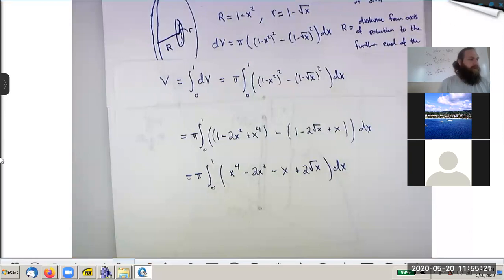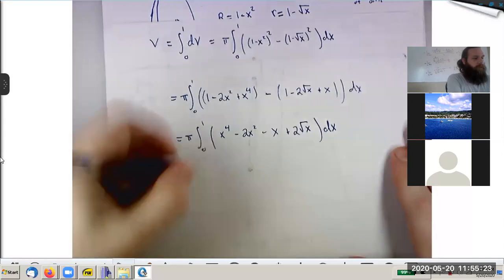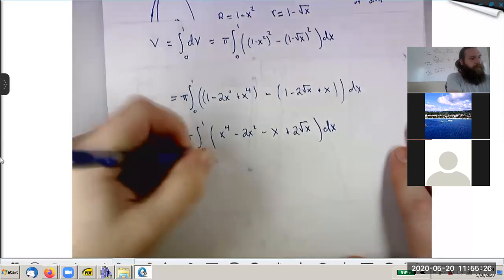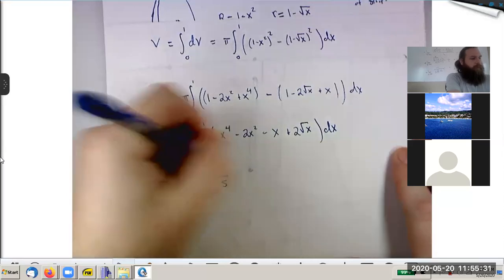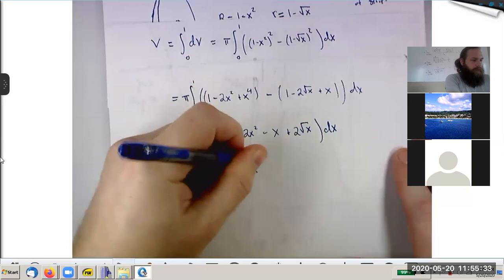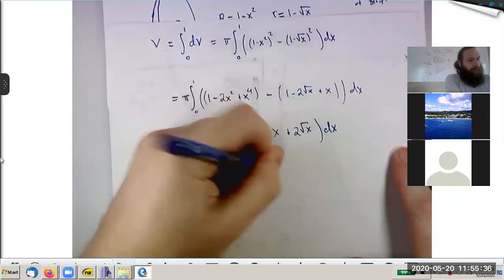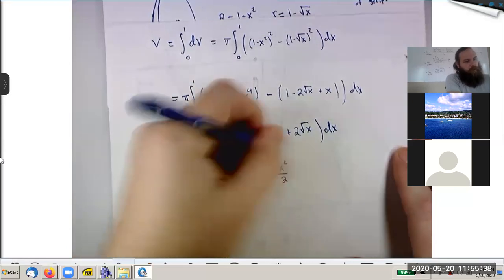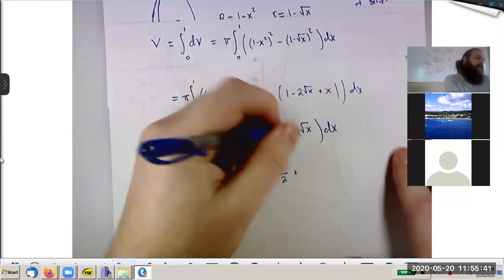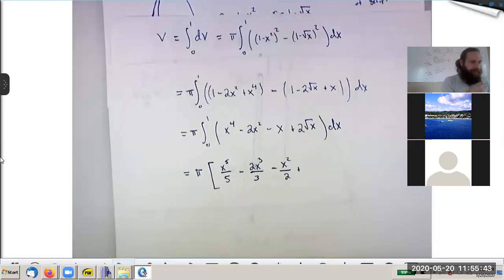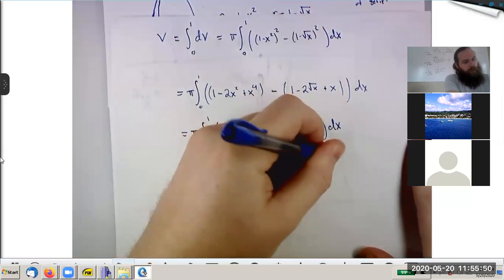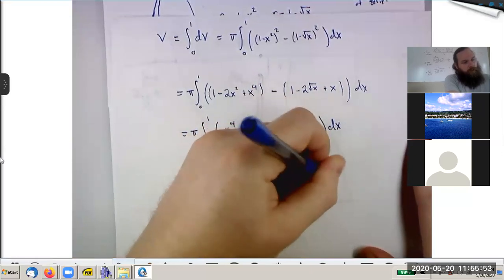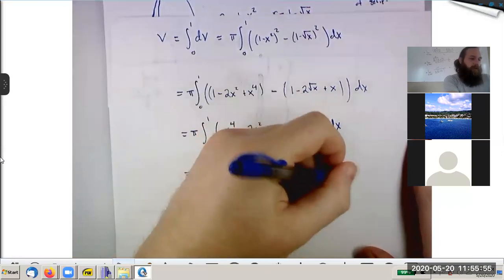And then this is a power rule integral. So this is pi times x to the 5 over 5 minus 2x cubed over 3 minus x squared over 2 plus, this is 2 times x to the 1/2. So 1/2 plus 1 is 3/2. So this is 2 times x to the 3/2 all divided by 3/2. And I'll just write it like that for now, evaluated from 0 to 1.